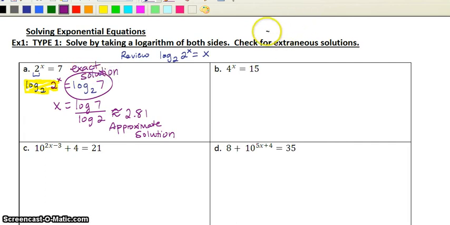Now it says check for extraneous solutions. We're going to skip that for now in this video, and I might talk about that more in class, but for now we're going to skip that.